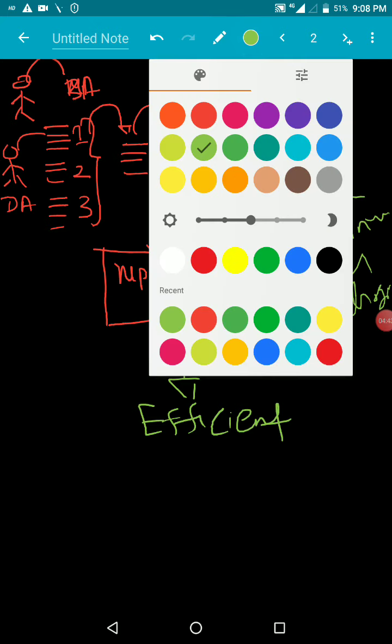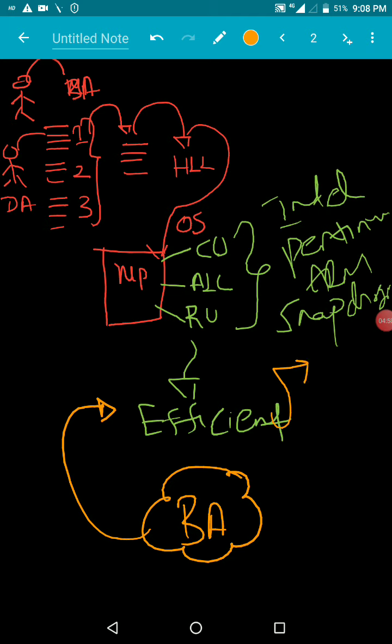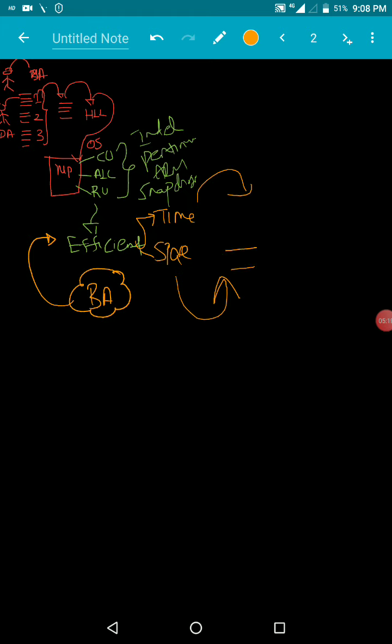Therefore, Boolean algebra comes into the picture. Boolean algebra is a mathematical tool which is used to construct efficient digital logic circuits based on time complexity and space complexity. Here, time means how much time it takes to produce the output for a particular digital logic circuit. And space complexity means how many gates are involved in a particular circuit.